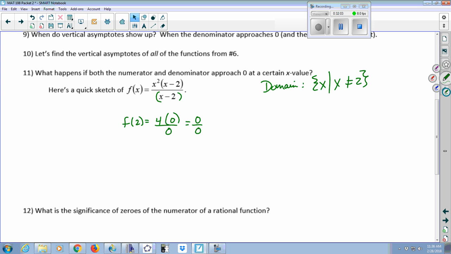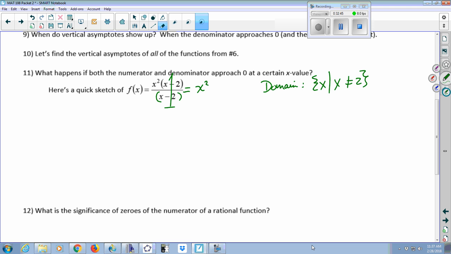Anytime you put a value into your rational function and you get 0 over 0, this is a special situation. Because what it says is that if 2 is a 0 of the function, it's a factor of the function. Remember that from 107? So you have a factor, x minus 2, in the bottom, and you have a factor in the top. So you have a common factor top and bottom. Whenever that occurs, you have what's called a hole in your rational function. There's a hole at 2 because this can simplify to be x squared.